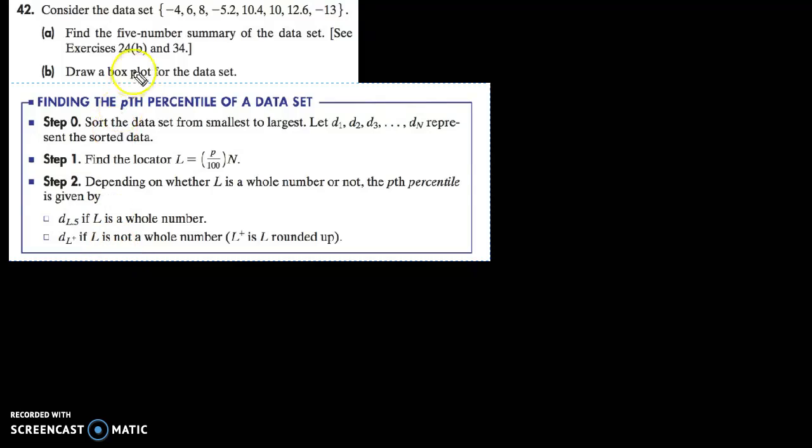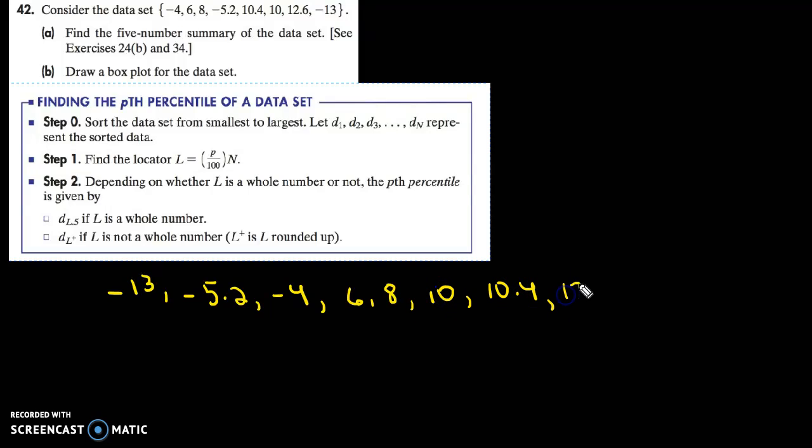So first thing we need to do is put all the numbers in order. So negative 13 is the smallest one, then negative 5.2, and then negative 4. And if you do this problem, you have the ones that match up, I think, so you don't have to redo all the data. That's why they're saying use the stuff from this one and then write down the 5-number summary, but I'm just going to start from scratch so we can see the whole thing. Okay, so next smallest number is 6, then 8, then 10, then 10.4, and then 12.6. So 1, 2, 3, 4, 5, 6, 7, 8 numbers.